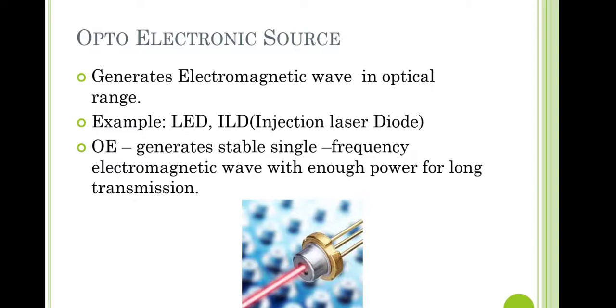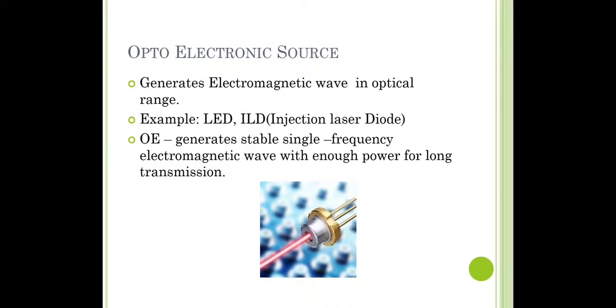Whenever the distance is large, the signal may get weak or attenuated. So the optoelectronic source we have chosen must be able to provide enough power for long transmission. This is the main important purpose of having an optoelectronic source. And we are going to see the block diagram.